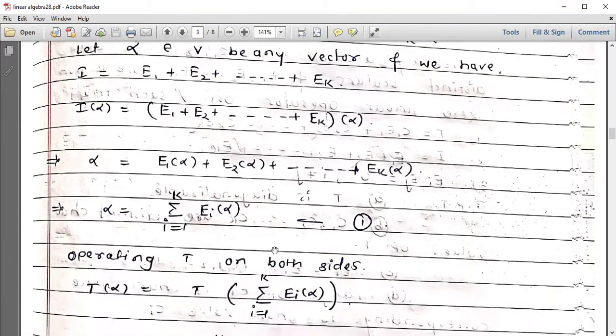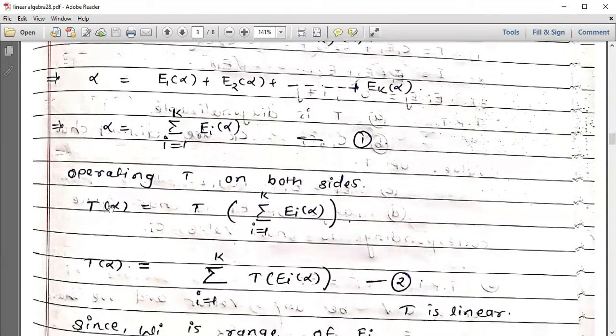Now again operate T on both sides. Operating T on both sides, T of alpha is equal to T of the summation from i equal to 1 to k of Ei of alpha. But T is linear. Hence this T can be written inside the summation.